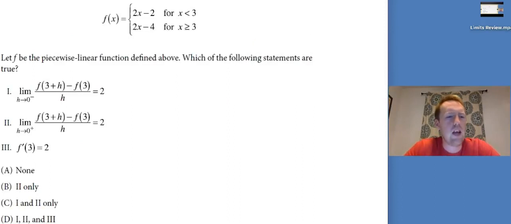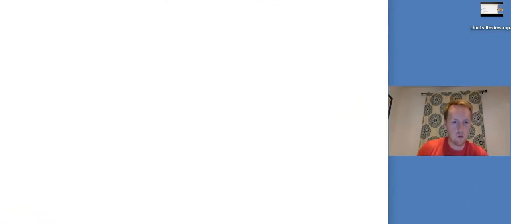Okay, this one looks like a limit problem, but that's the limit definition of the derivative they're trying to get you to see, so I included it here. Let f be the piecewise linear function defined above. Which of the following statements are true? First, limit as h goes to 0 from the left of f of 3 plus h minus f of 3 over h is equal to 2. Keep in mind that the function is 2x minus 2 for values less than 3, and 2x minus 4 for values greater than or equal to 3. I'm going to zoom in so I've got some more room.